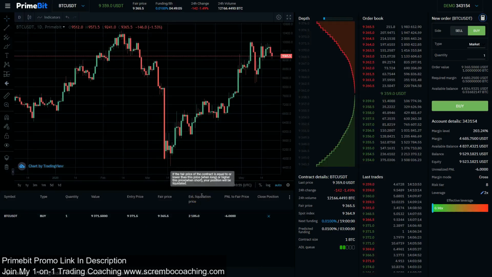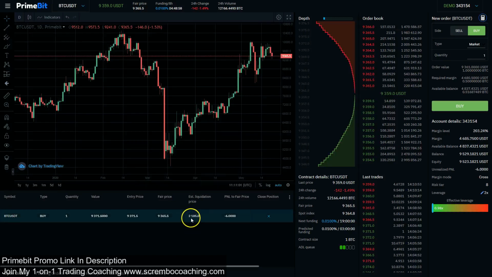Estimated liquidation price. Now, if the price of the contract is touching this estimated liquidation price, it's going to be written here for your trade, your contract is going to be taken away from you, which means that you're going to lose your entire required margin you have put into. You're not going to lose your order value, you're going to lose your required margin.